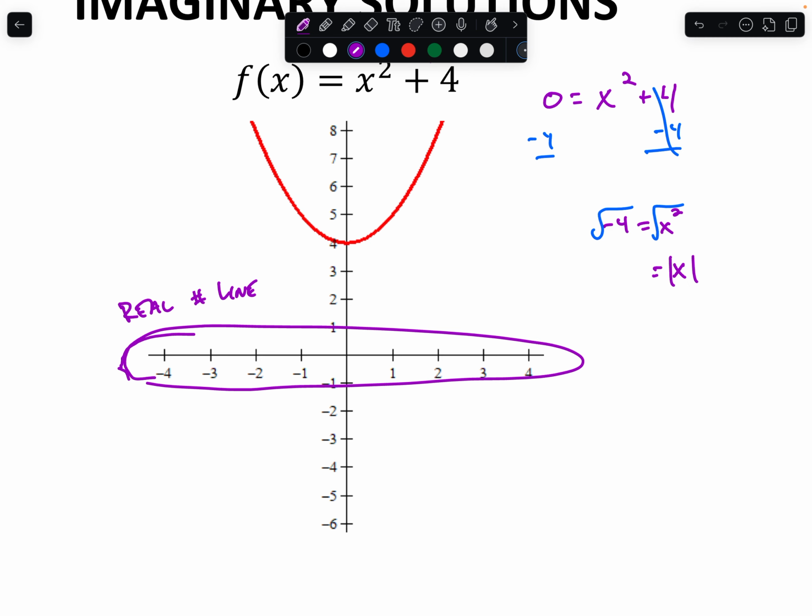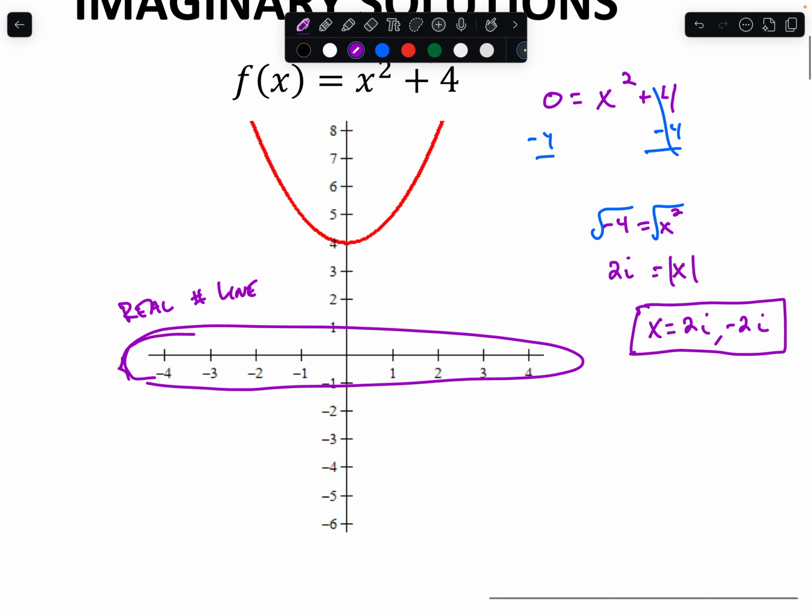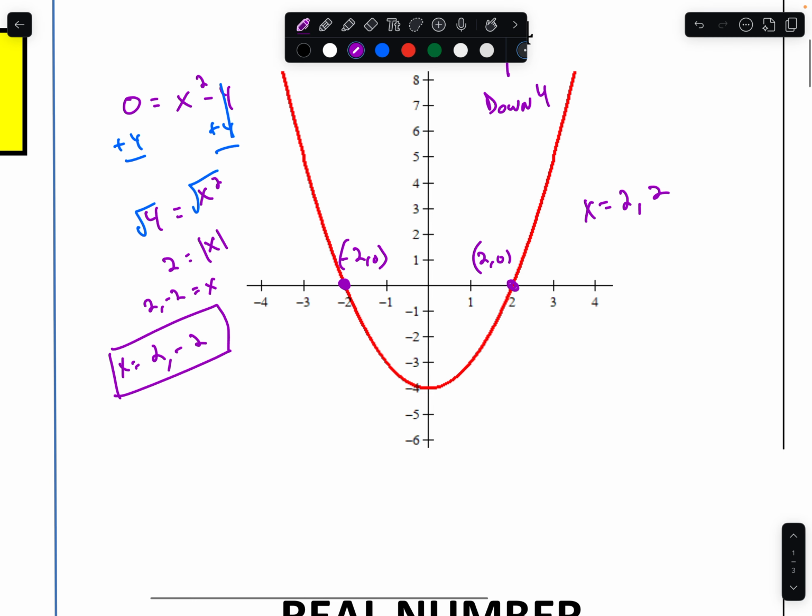But we now know that the square root of a negative can be done if we make it an imaginary number. So the square root of negative 4 is actually 2i. And then when we have absolute value of x equals 2i, then we know x is equal to 2i or negative 2i. And that's how we get our imaginary solutions. Notice, though, the connection for imaginary solutions into the graph. There is no x-intercept. Only real solutions provide x-intercepts.